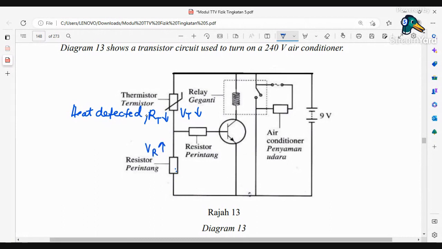And you can see R here is in the base circuit. If the voltage of R increases, it means the base voltage increases. When the base voltage increases, current will flow in the circuit. The current becomes smaller because there is a limiter here to limit the base current. So current flows in the circuit, the transistor is on. When the transistor is on, current flows through the inductor, magnetizes it, and it will close the switch, meaning the aircon will be on.